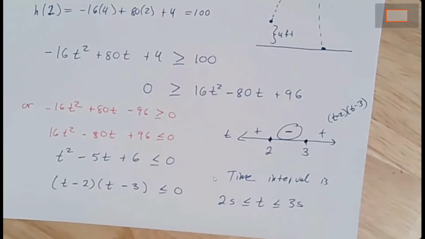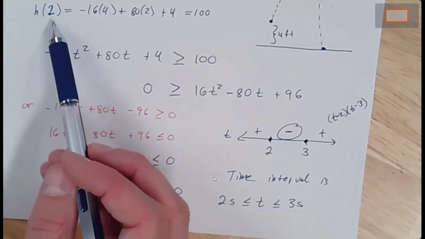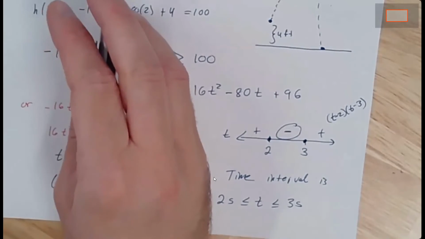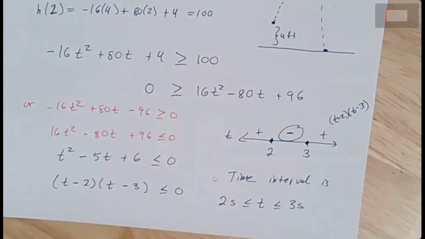So, right, and we saw that. I mean, we kind of saw it, right? At 2 seconds, it's going to hit 100 feet high. It's going to keep going up. It's going to max out probably at 2.5 seconds. And then it's going to come back down, and at 3 seconds. In fact, if you plugged in 3 here, you would totally see that you also get it equal to 100. Because you get negative 144 plus 240 plus 4 is 100. So, yeah.